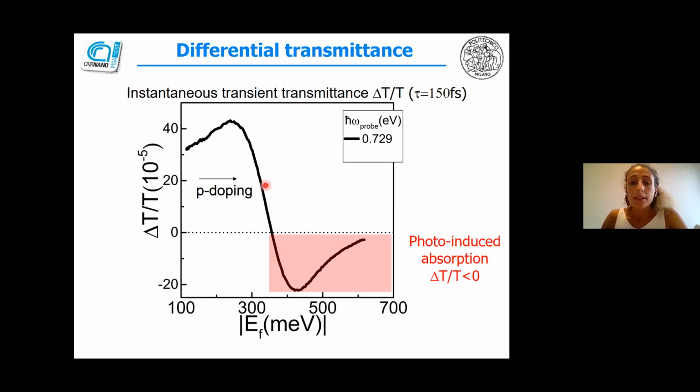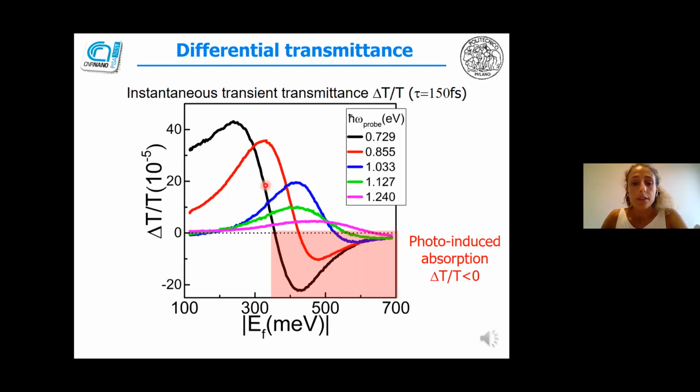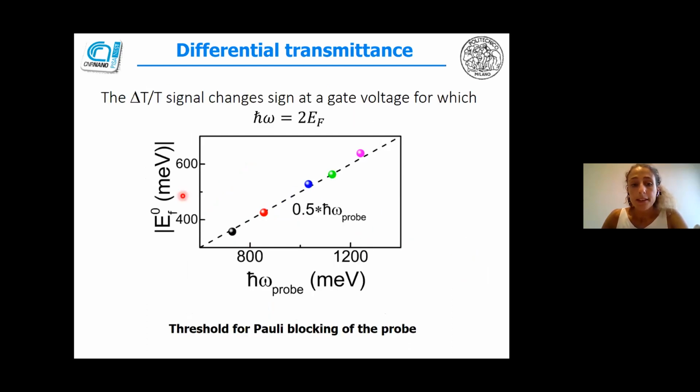This is true for all the probe photon energies. What is changing is the doping threshold at which we have the maximum of photobleaching and the change of sign. Specifically, the change of sign in terms of Fermi level occurs at half of the probe photon energy, which is exactly the threshold for Pauli blocking mechanism of the probe.